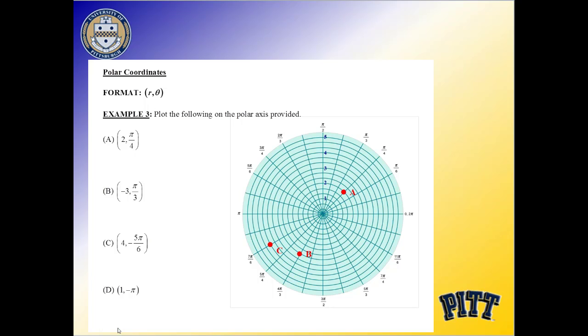And of course, negative 1 comma negative pi. Well, negative pi would put me over here. A positive 1 would put me over here. And that's where those 4 points would be.